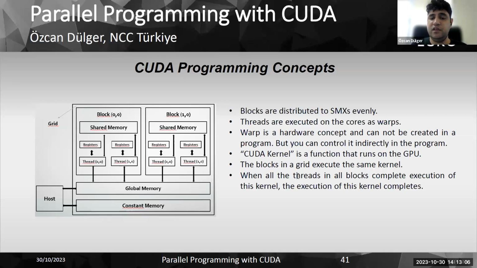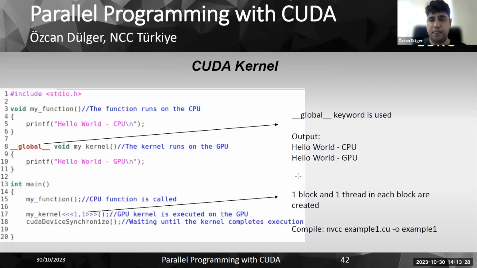I will show it. A CUDA kernel is a function that runs on the GPU, and the blocks in a grid execute the same kernel, and all the threads in the blocks complete the execution of this kernel. The execution of this kernel is also complete.